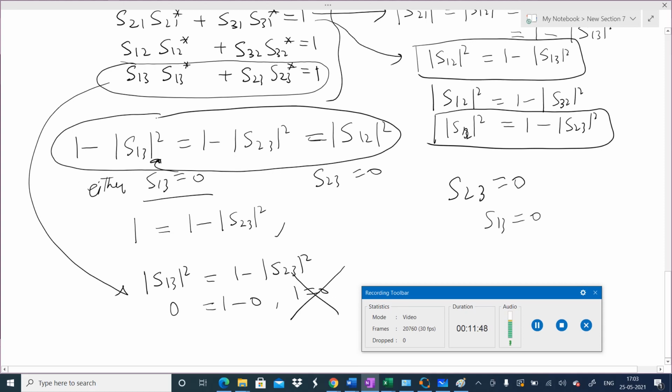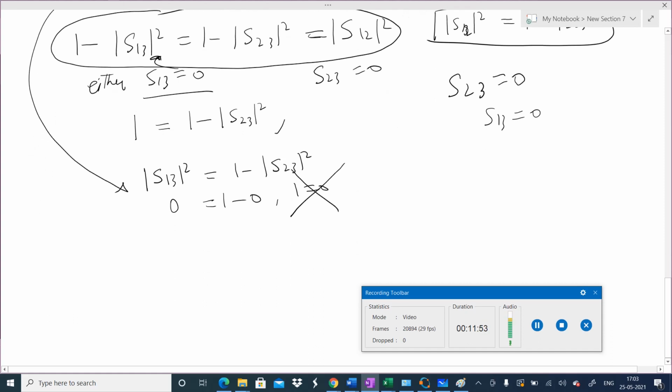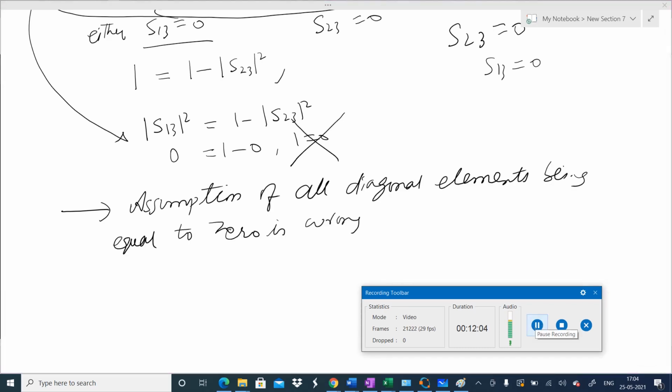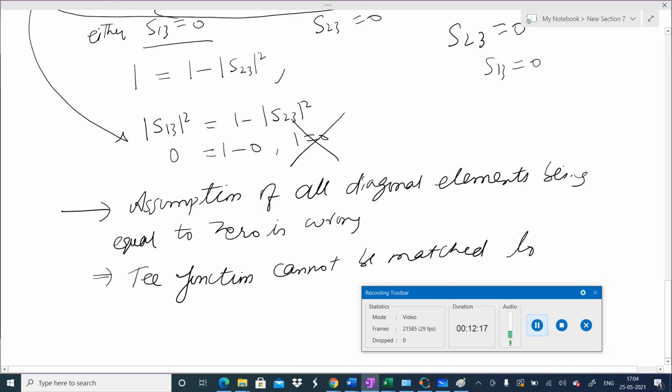So what is the mistake then? This inconsistency proves that a T junction cannot be matched to the 3 arms. Mathematically, it shows that the assumption of all the 3 diagonal elements being equal to 0 is wrong. In other words, the T junction cannot be matched to the 3 arms. Matched means the reflections are 0, and that cannot be achieved.